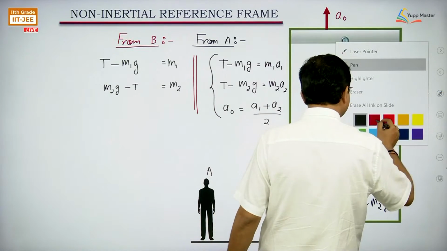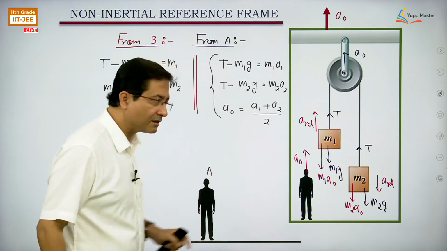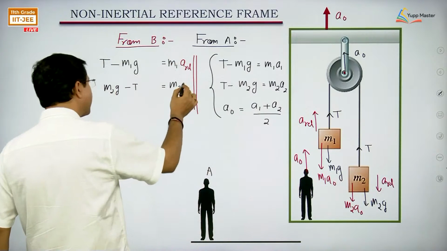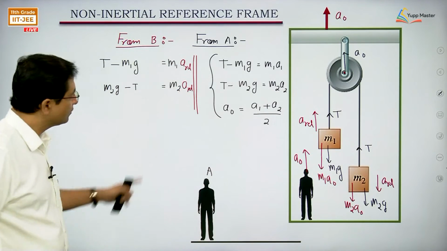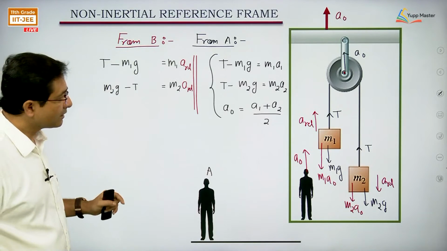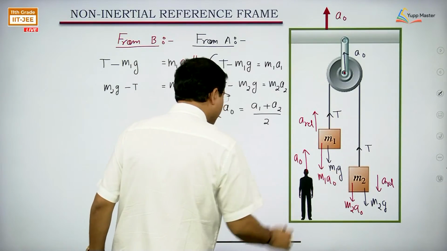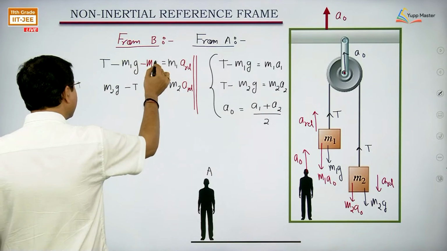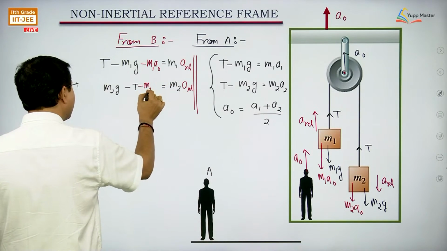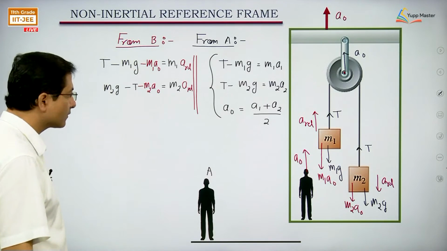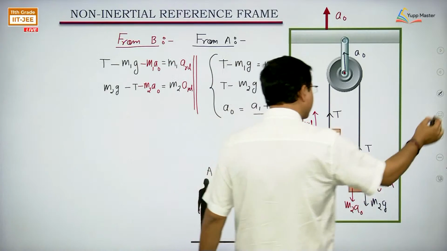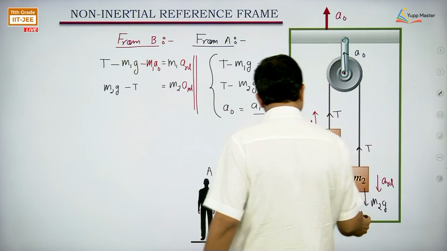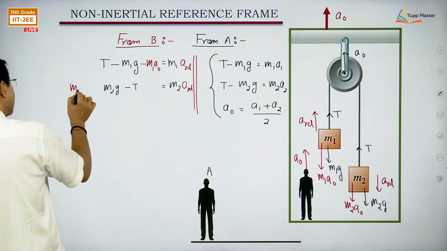So I will write that with red color. So he is observing relative acceleration a relative for that block, m2 a relative. Now the direction of the pseudo force for the first case is downward. So minus m1 a naught, and then for m2, m2 a naught, plus or minus, m2 g I am considering downward.